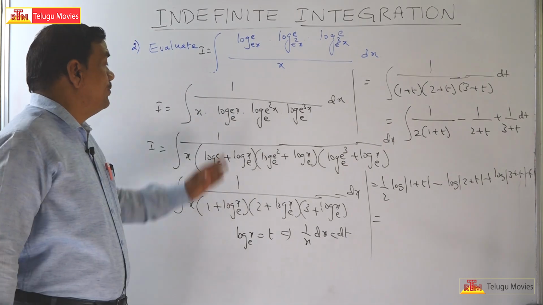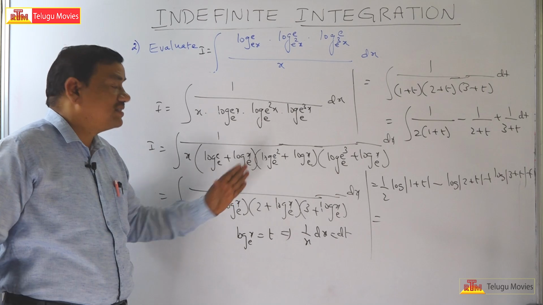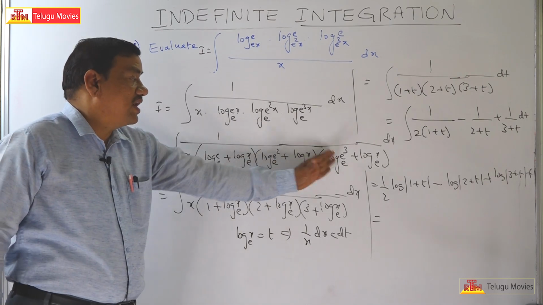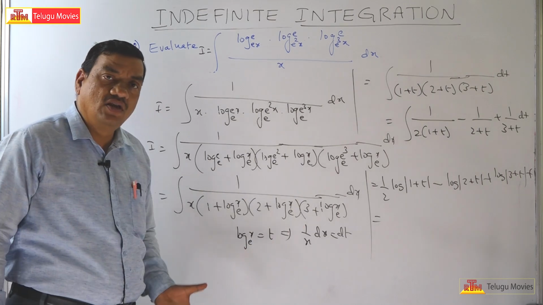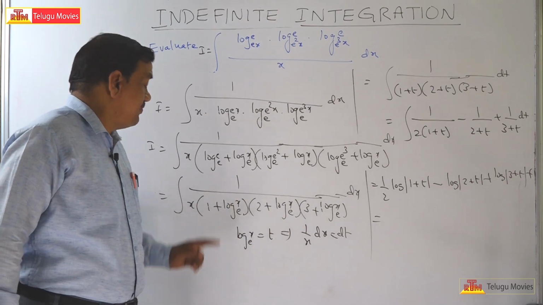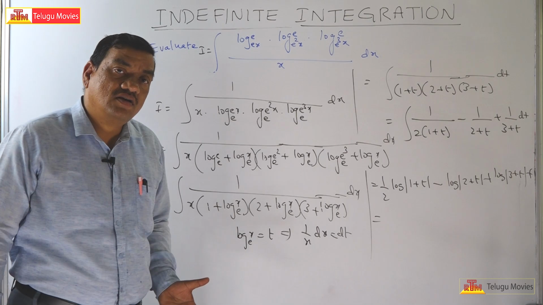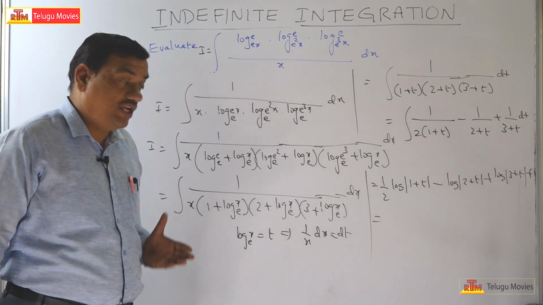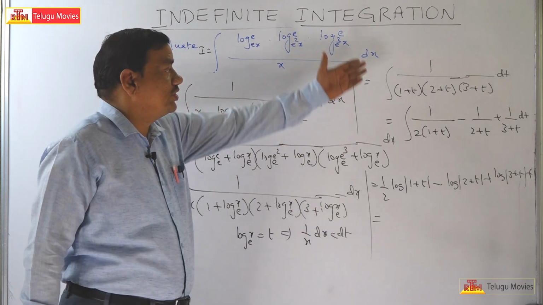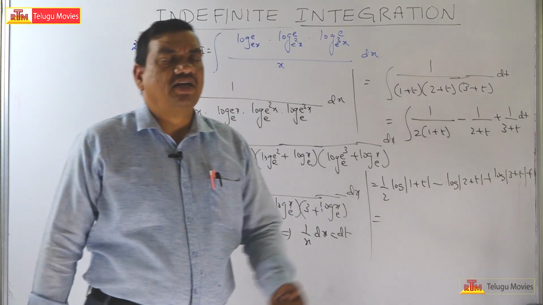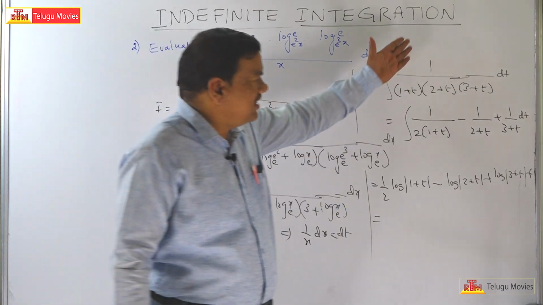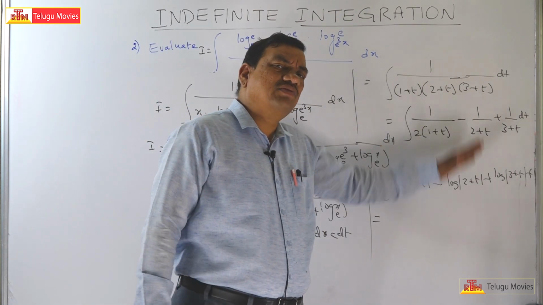Then what can I do? Log a into b is log a plus log b, I separated. This value is 1, this value is 2, this value is 3. Clear. Log x derivative is 1 by x, clearly it is appearing. That's why put log x to the base e is equal to t. Therefore, 1 by x dx is equal to dt. From there, everybody can do. Those who are preparing seriously for the JEE Mains examination, everybody can do from here onwards.